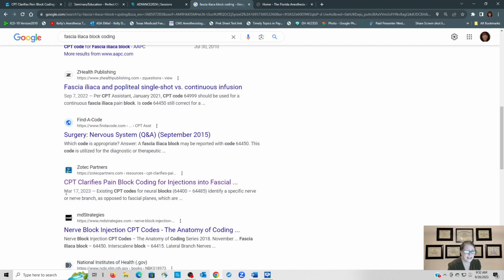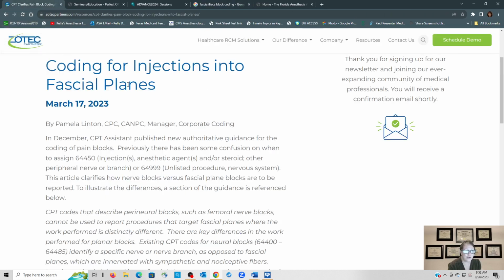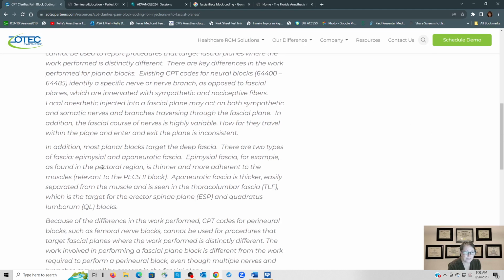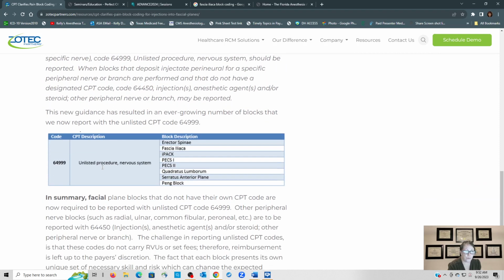But I want you to notice that it's dated March 17th of 2023, because sometimes you don't find these out until maybe a little bit after the article comes out. So let's click over to, I will resource all of these, the CPT clarifies pain block coding into fascial planes. So this does include the fascia iliaca. The article is here. I won't read it, but it does give you what the CPT Assistant says. So even if you don't have a subscription to the CPT Assistant, you do have access to the correct information.